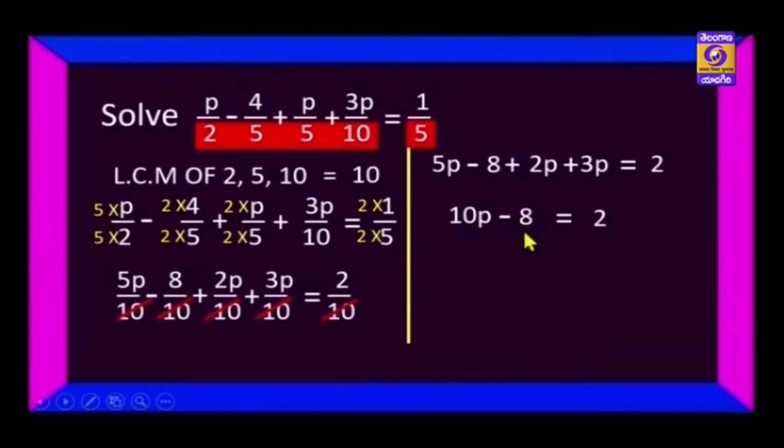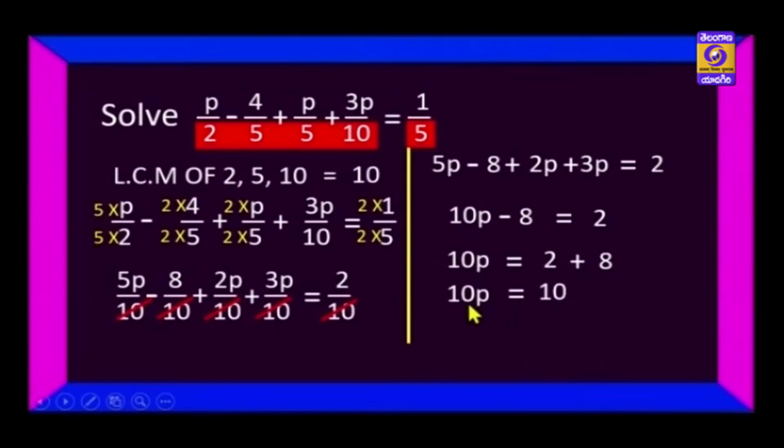And what we have learned in the previous problem, we have to send all the known terms to the right side. So here minus 8 is the known term, it should be sent to the right side, and it is under subtraction. After transpose it should become addition operation. 10p equal to 2 plus 8, thus 10p equal to 10.